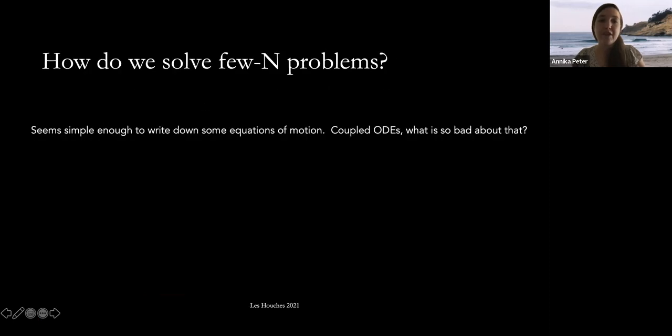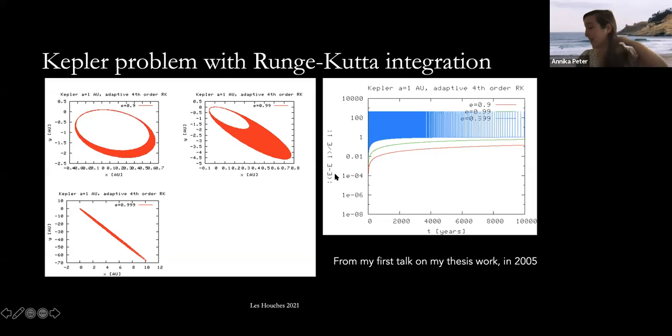Okay, so that was a long preamble on examples of few body problems, some of which have dark matter applications, some of which are just cool, so I wanted to show you. And so the question is, what went into figuring out those orbit solutions? It seems simple enough: you just have some equations of motion, a set of coupled ODEs. What's so hard about that? So let me tell you what sorts of things need to be on your radar when you're thinking about solving these few body problems.